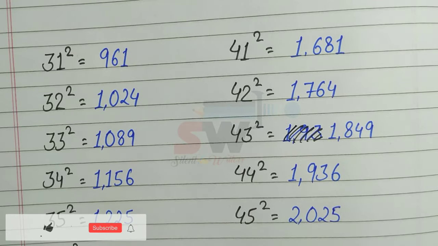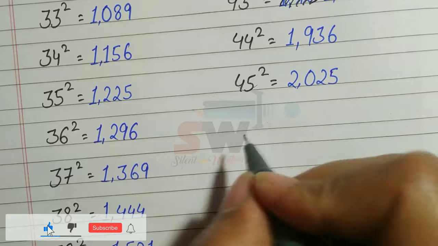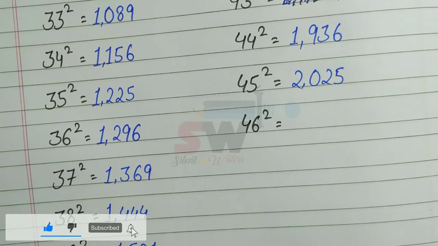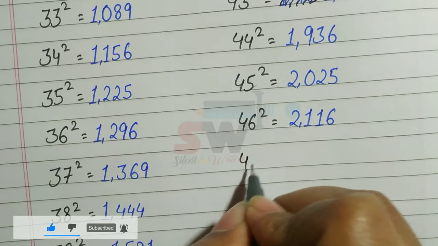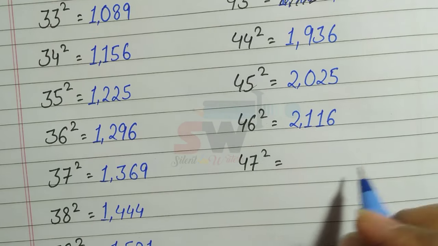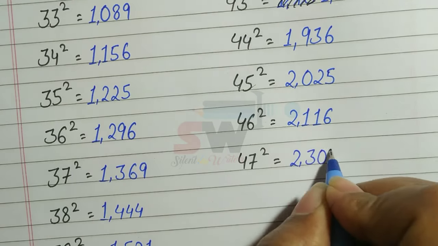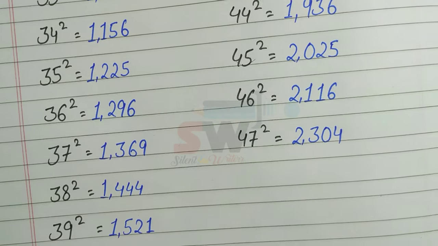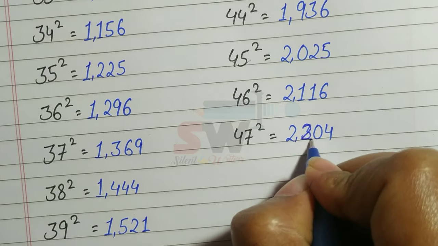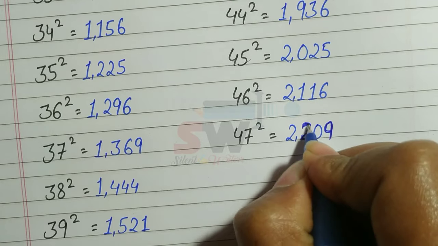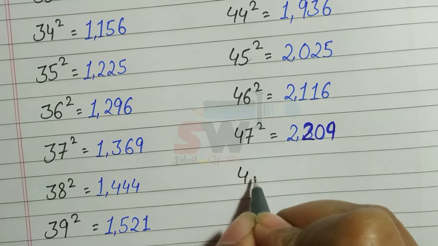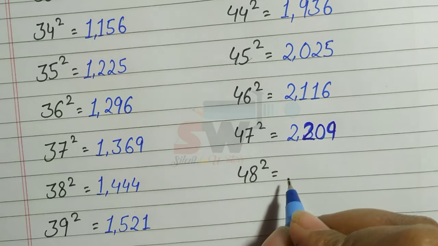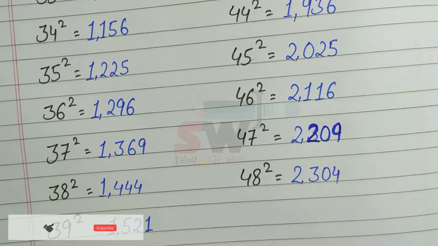Square of 45, 2025. Square of 46, 2116. Square of 47, 2209. Sorry, it's a little mistake once again. Square of 48, 2304.